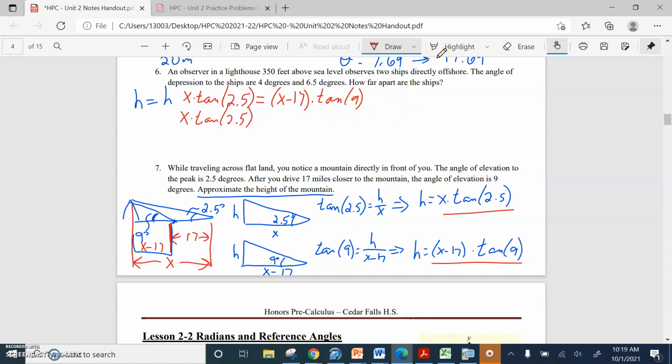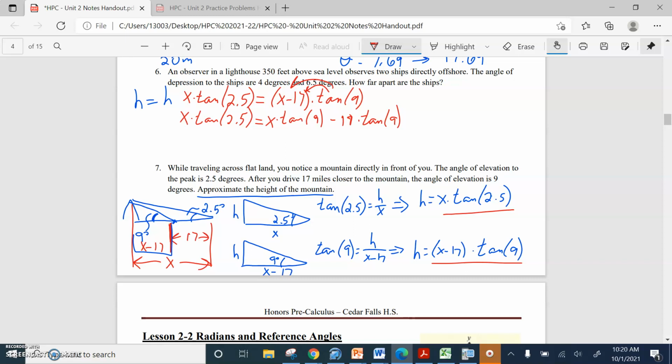What I'm saying is I'm going to take x times tangent of 9. So I'm taking tangent times the first term and then tangent times the second term. So x tangent of 9 minus 17 tangent of 9. Okay, so now we have the x term broken out from this parenthesis, so that's good. But we still need to get both x terms on the same side of the equation.